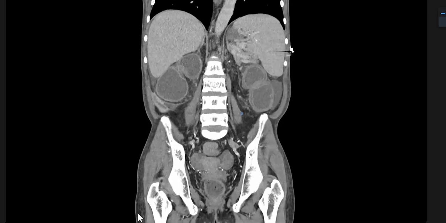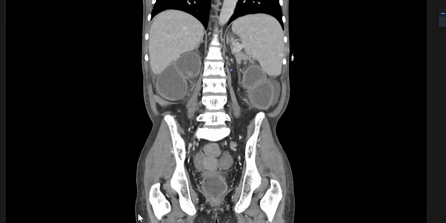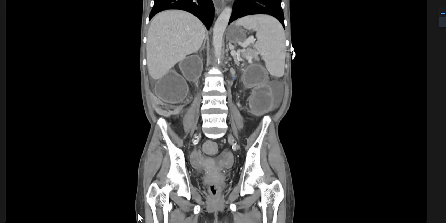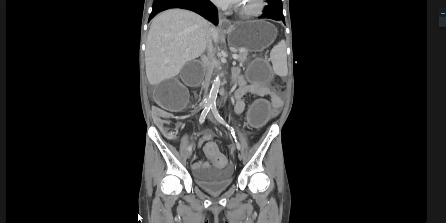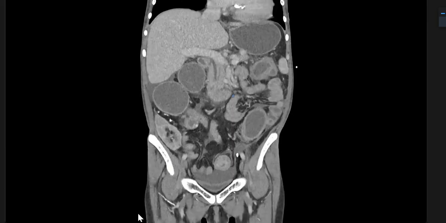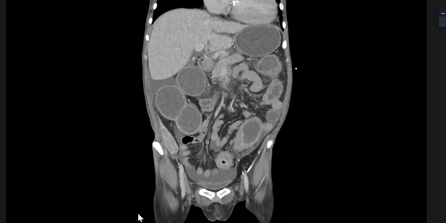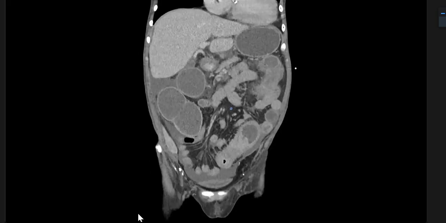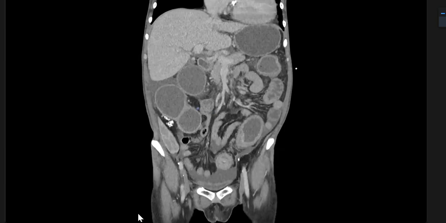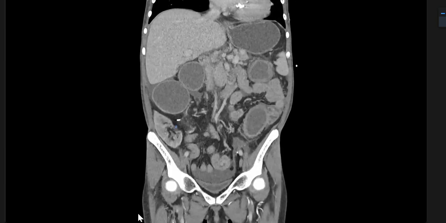There are multiple splenic varices. Additionally, I can appreciate retroperitoneal nodes on the left side. And there is non-visualization of the left kidney. I would like to take a history if the patient has had any nephrectomy for any prior renal cell. Patient had no history of nephrectomy. No prior surgery.